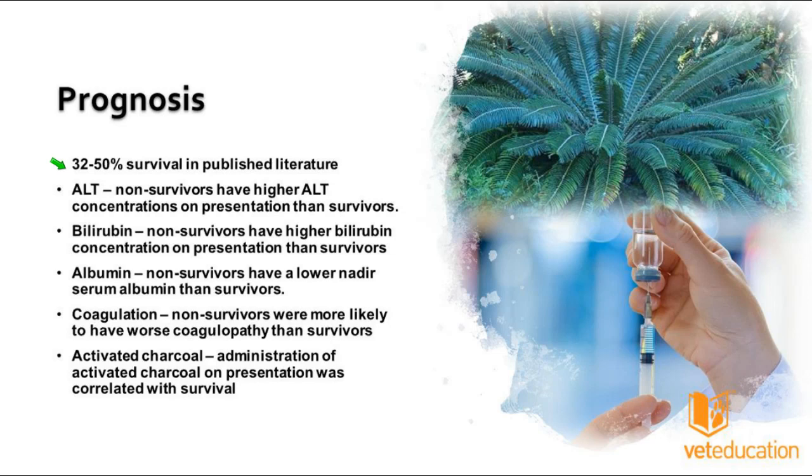The ALT in non-survivors is higher than that in survivors. Non-survivors actually have higher bilirubin concentration on presentation than survivors, which is interesting. Non-survivors have a low point or nadir of their serum albumin concentration. Non-survivors are more likely to have worse coagulopathy, and administration of activated charcoal on presentation was correlated with survival. So these are all key points in terms of your prognosis.